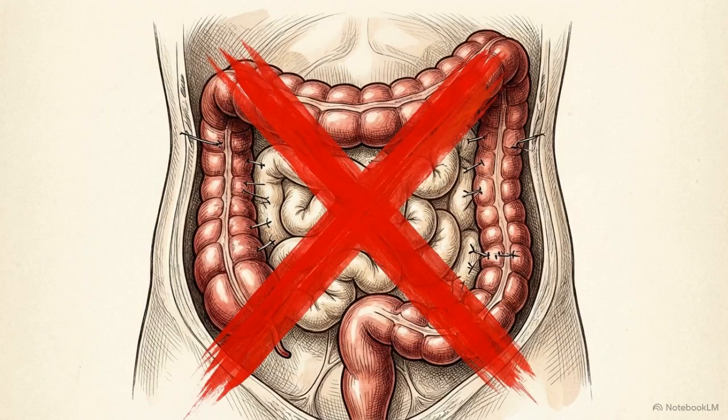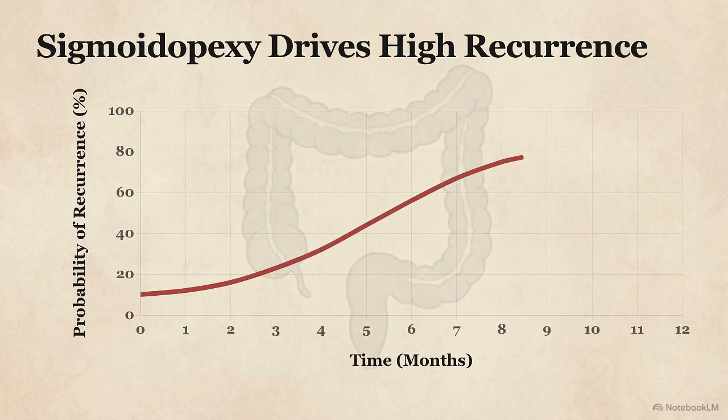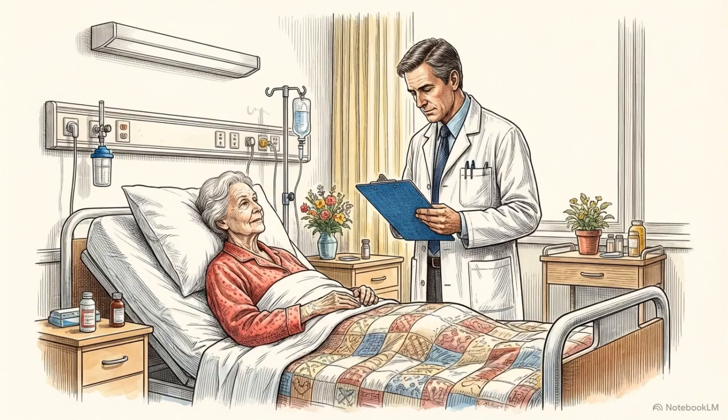The candidate must also reject sigmoid pexy. Simply suturing the redundant bowel to the abdominal wall carries an unacceptably high recurrence rate and fails to address the anatomical excess. Definitive surgical resection is the only acceptable endpoint because it physically removes the anatomical defect responsible for the twist. The viva scenario concludes with the post-operative care phase, ensuring the candidate can manage the patient safely through recovery.